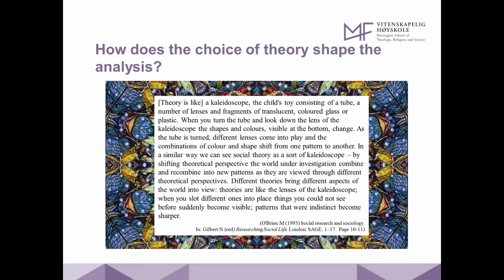In a similar way, we can see social theory, or theory in general, as a sort of kaleidoscope. By shifting theoretical perspective, by using other concepts, other theories, and other authors' understanding of this particular concept, the world under investigation combines and recombines into new patterns, as it is viewed through different theoretical perspectives. Different theories bring different aspects of the world into view. Theories are like the lenses of the kaleidoscope. When you slot different ones into place, things you could not see before suddenly become visible. Patterns that were indistinct become sharper.